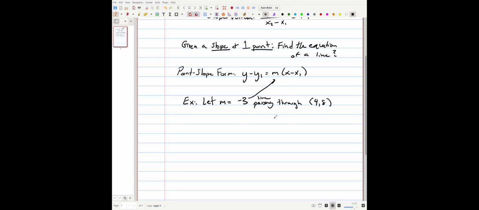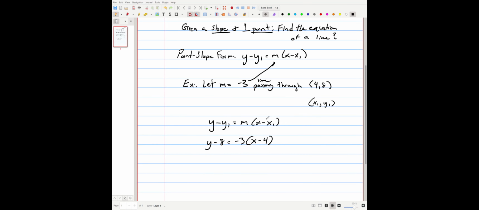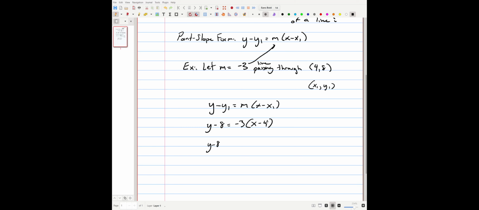And since this is a point, and points are x, y's, we know x1 is 4 and y1 is 8. And we can just plug in those numbers for our placeholders. So we'll get y minus y1 is equal to m times x minus x1. By plugging in the values, y1 is 8, m is negative 3 times x minus 4, because x1 is 4. We simplify: y minus 8 is equal to negative 3 times x is negative 3x. Negative 3 times negative 4 is positive 12.